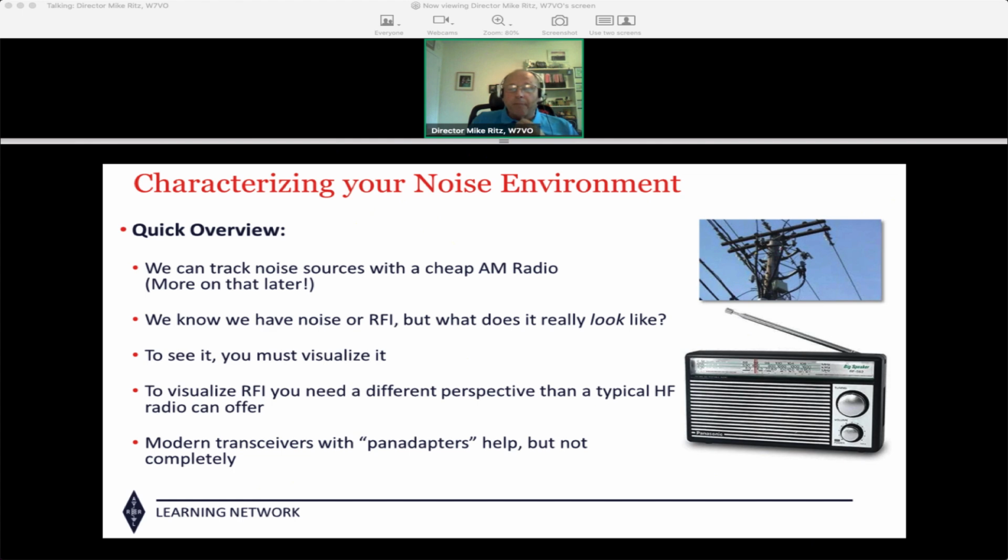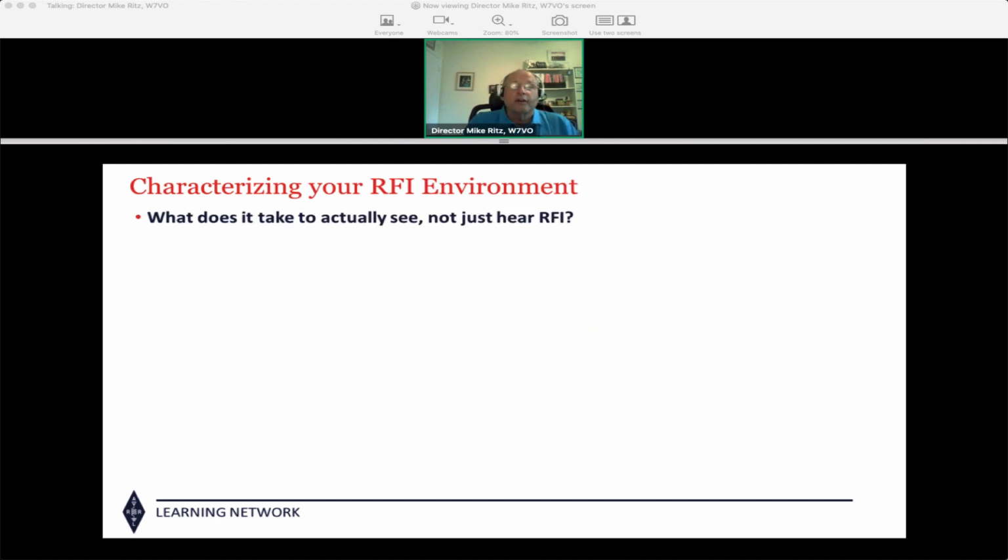Well, a pan adapter basically looks at signals after they're processed, after they've been filtered, after they've probably been mixed down, and you're not going to see the noise. When you have a pan adapter, they don't want you to see the noise. They want you to see how many signals are on the band. So they filter all that stuff out first. So really, a pan adapter is not the same thing as using what is called an SDR.